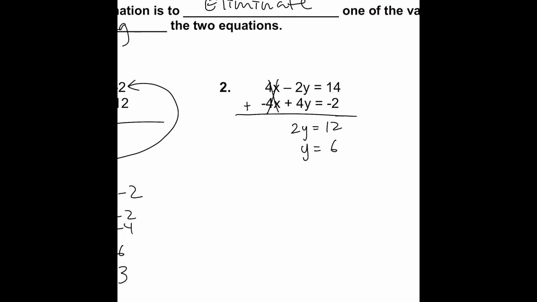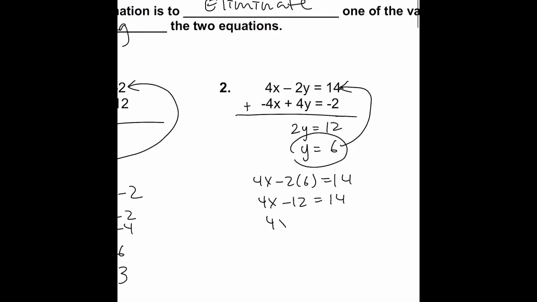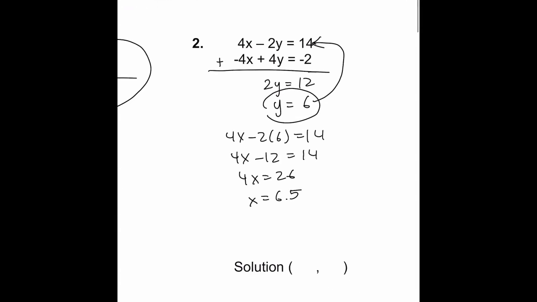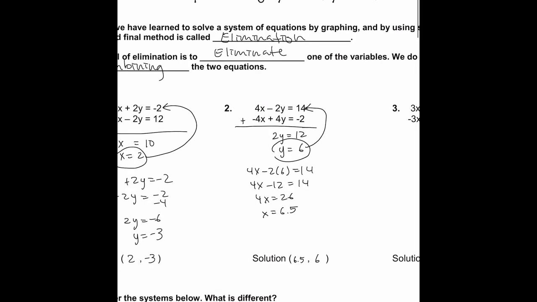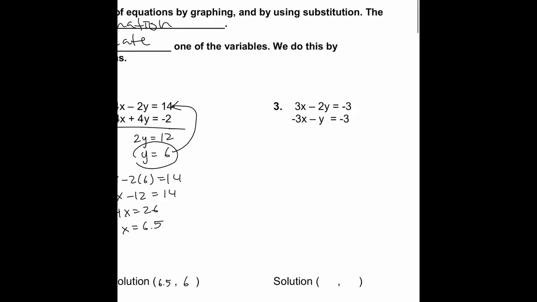Again, once we have one of the variables, you are going to substitute into one of the equations. So 4x minus 2 times 6 is equal to 14. 4x minus 12 is equal to 14. 4x is equal to 26. x would equal 6.5. So going back over here, x is equal to 6.5, y is equal to 6. Done.